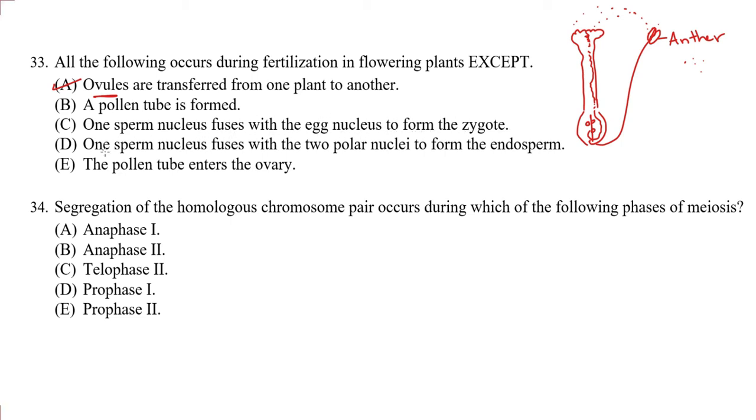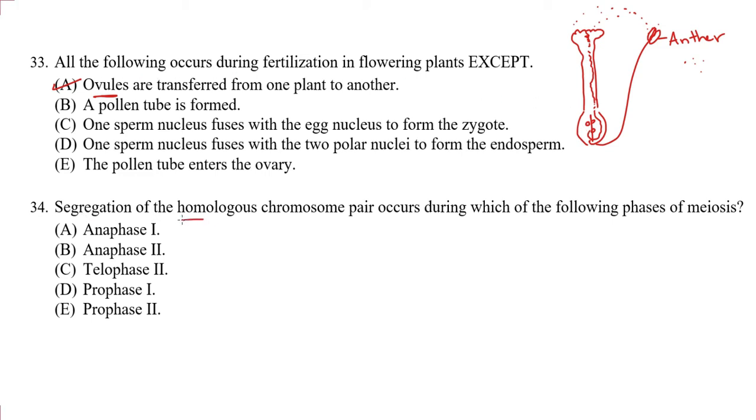Yes, it's true. Another sperm nucleus fuses with the two polar nuclei to form endosperm tissue, which is a nutritive tissue for the embryo. The pollen tube enters the ovary? Yes, sure, the pollen tube must enter inside the ovary to clear the way for one or two pollen grains, so the fertilization occurs.